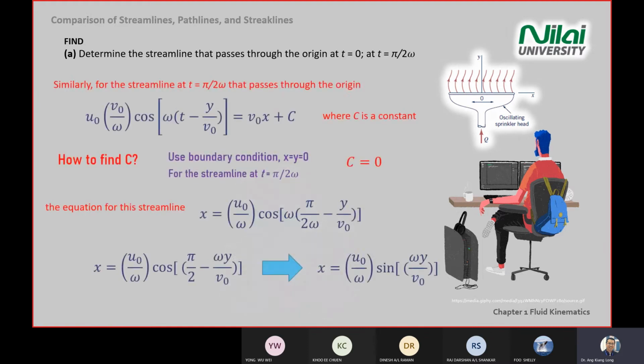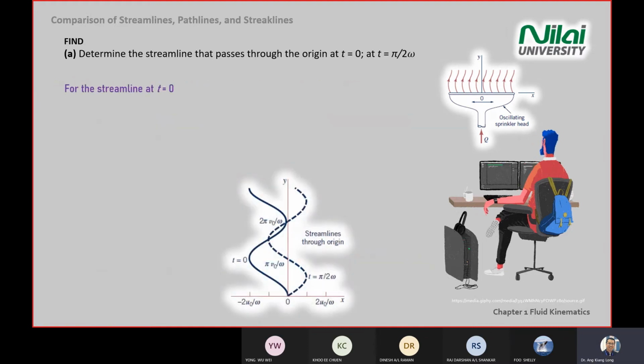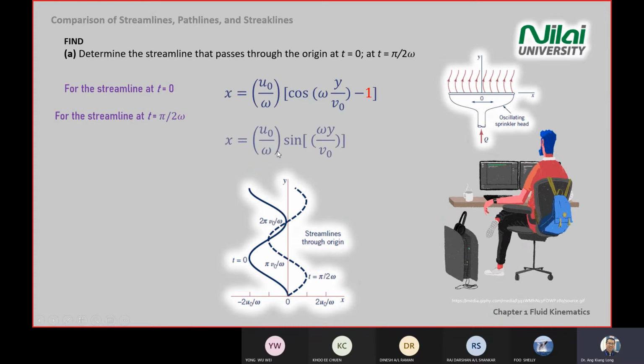All right, now I will show you the diagram on the screen here, which you can draw from the plot calculator. So you have two equations there. One is x equal to u naught over omega cos of something minus 1. And another scenario with t equal to pi over 2 omega, you have x equal to u naught over omega sine of something. And you can see the shape of the graph here.